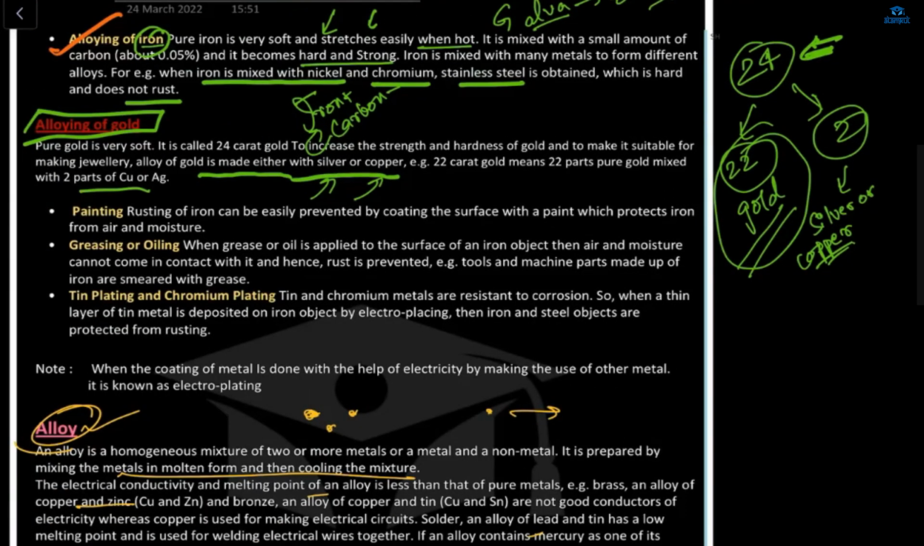Now, alloying of gold. So, how to prevent the corrosion of gold? First is painting. Rusting of iron can be easily prevented by coating the surface with paint. So, we can easily paint it.